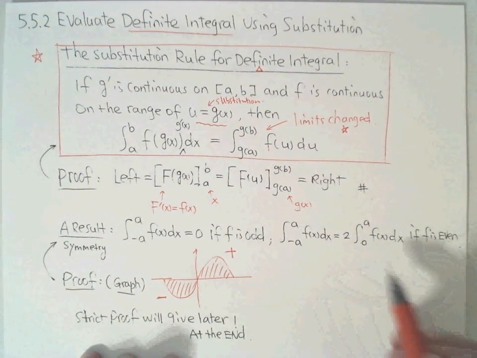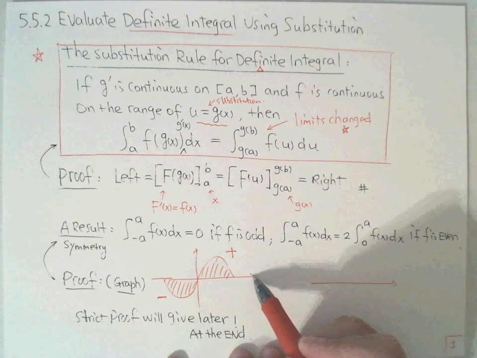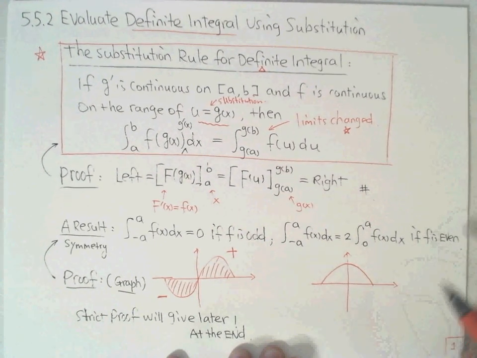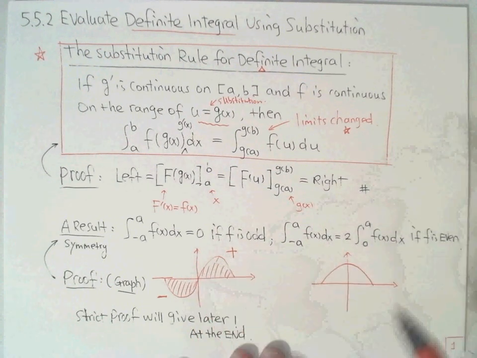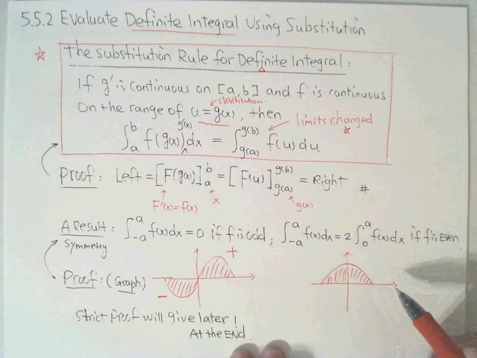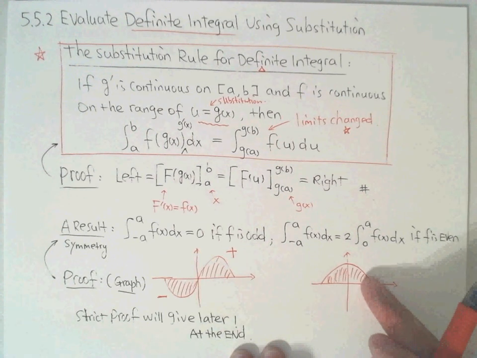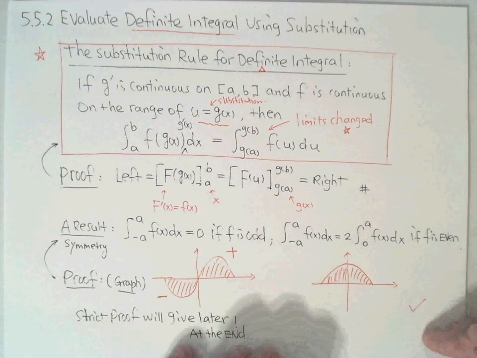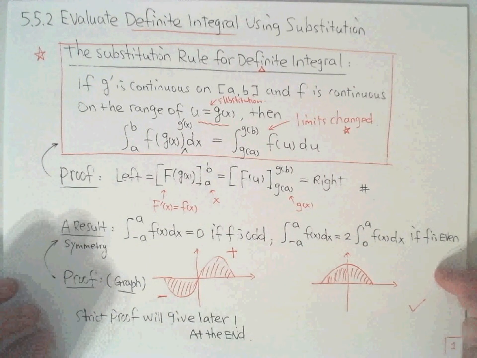The same for even. If it's even, think of a cosine function. It's an even function, symmetrical about the y-axis, while odd is symmetrical about the origin. The area of the left equals the area of the right, which means the total is double the right. So this is definitely true, but it's not an exact proof. I'm going to show you the exact proof at the end, after a few examples.